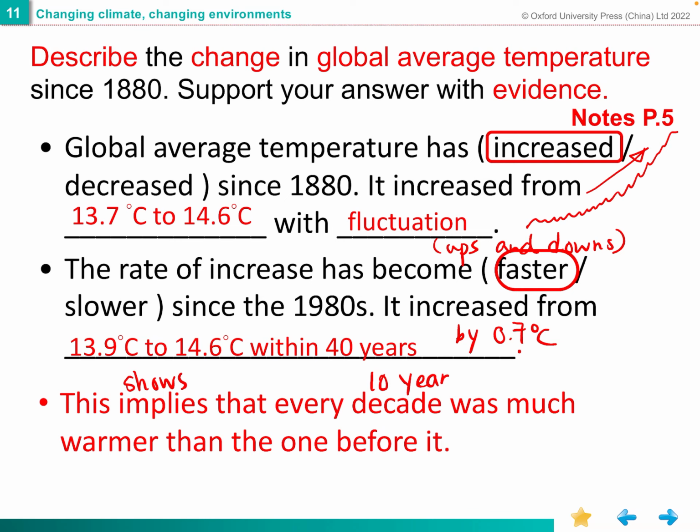I'll give you time. I hope that you all get the key idea for this exercise. The world is getting warmer. The temperature is getting higher from the data. A few more seconds for you. We have one more question.